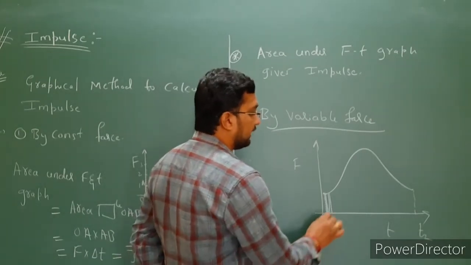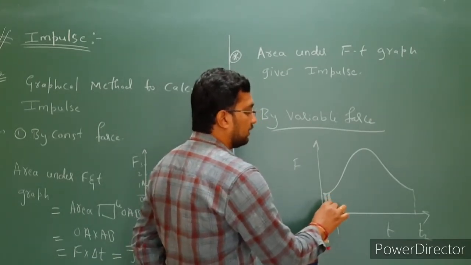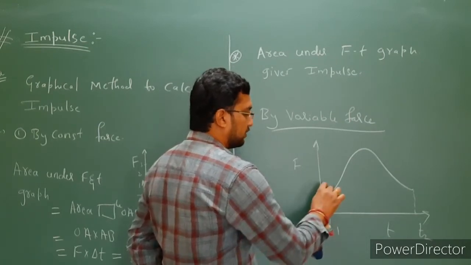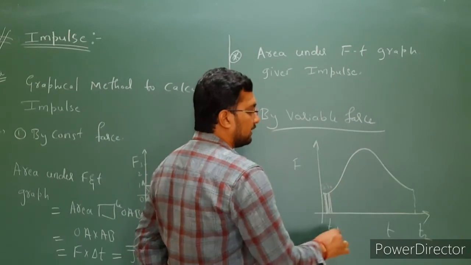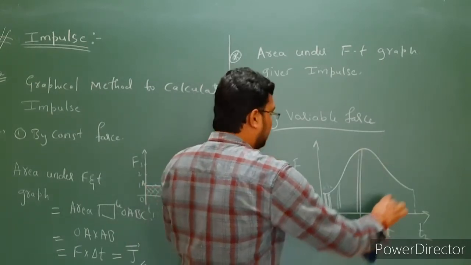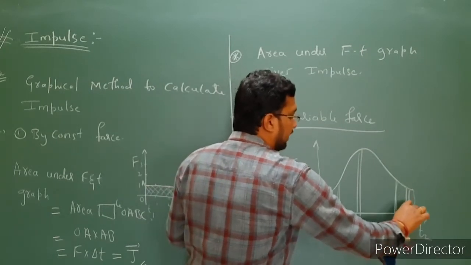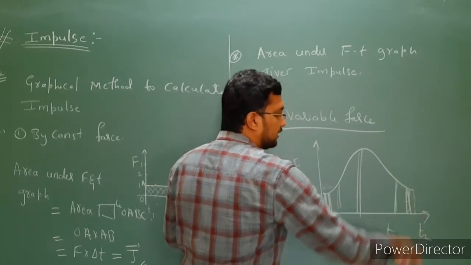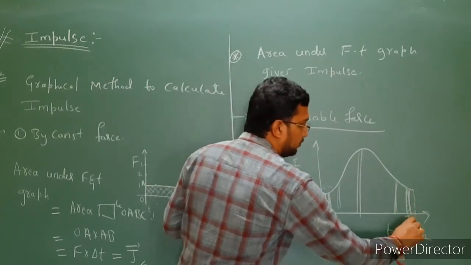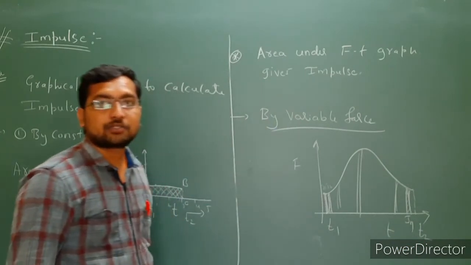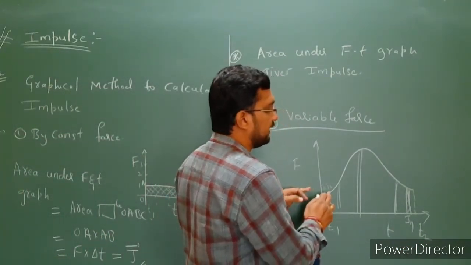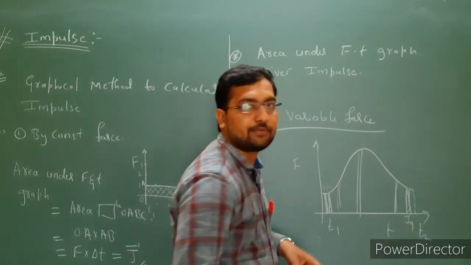Okay. See here, again we divide the graph into smaller segments. The area of this one gives the impulse. So this is J1 and this is J2. Similarly, we divide the entire graph into smaller segments, right? The area of all these smaller segments gives the impulse: J1, J2, J3, J4, so on up to J suffix n. Then the total impulse is J1 plus J2 plus J3, so on up to Jn.